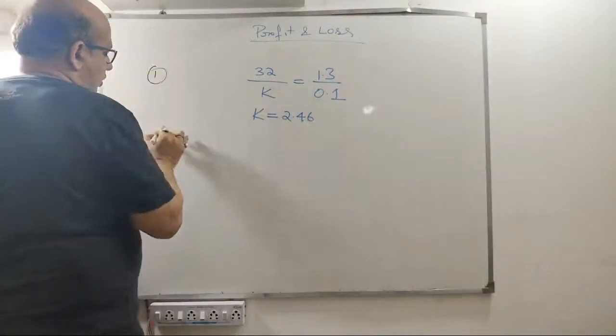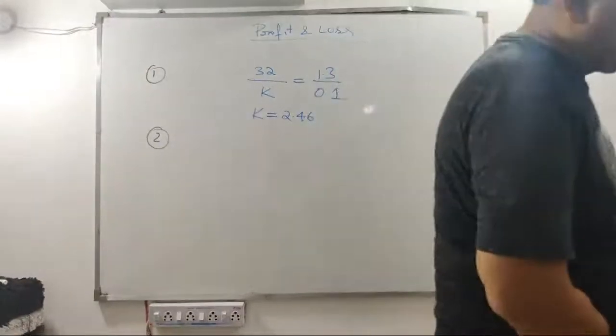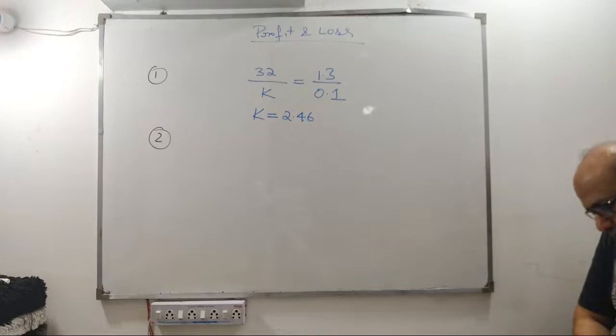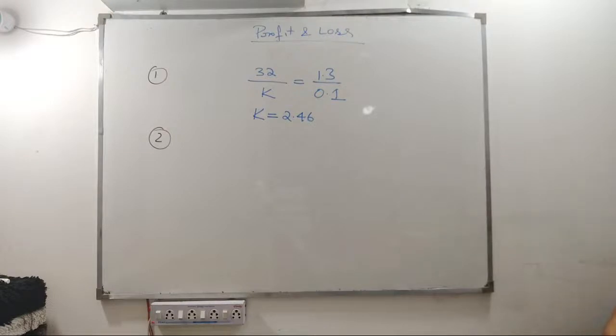Question number 2. Write down the question. If a person sold 25 articles for rupees 45 each, in which a discount of 10% was given, and the profit made was equal to 50%. So a person sold 25 articles for rupees 45 each, in which the discount of 10% was given, and profit made was 50%.